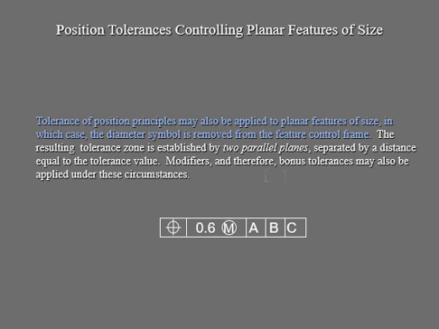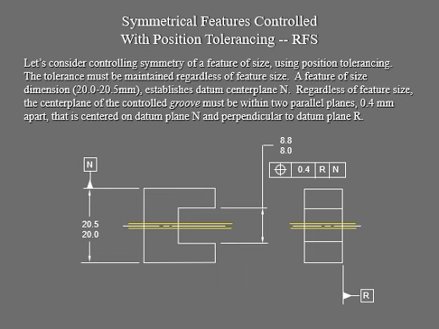And those two parallel planes are going to be separated by a distance equal to the tolerance value, which in this case is 0.6. And you have your modifiers, of course. Since you have a modifier at MMC, you do have a bonus tolerance to compensate for the extra errors. Okay, so now let's get into this part.